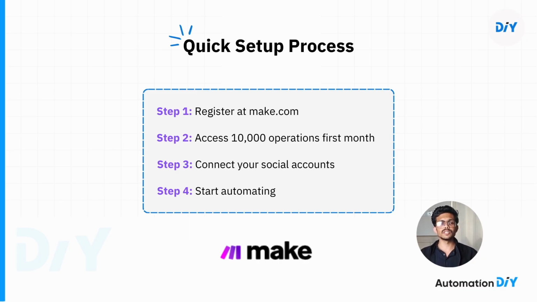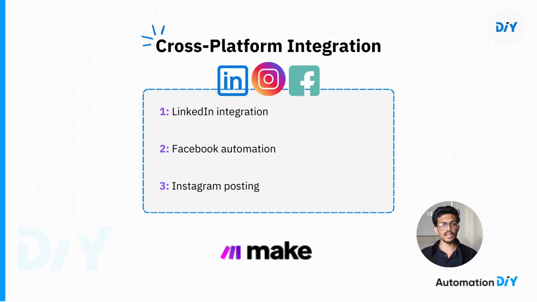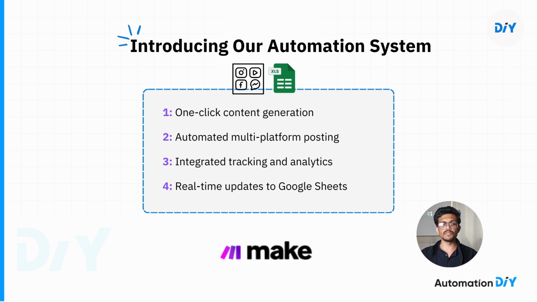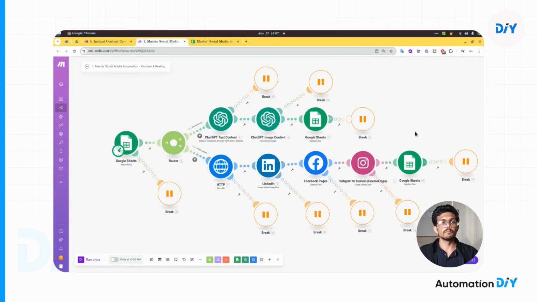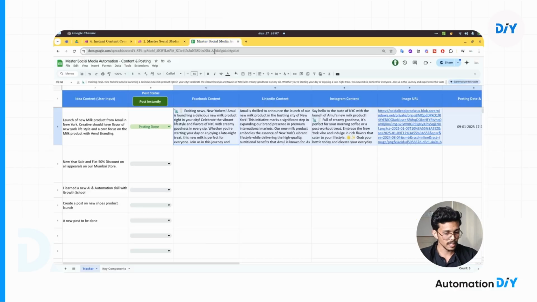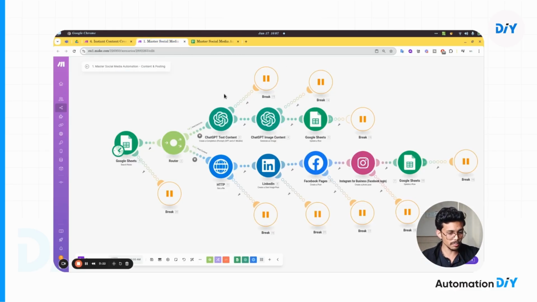The goal of this course is simple. We will use make.com to generate content and images automatically, post on social media platforms like LinkedIn, Instagram, and Facebook without lifting a finger, and update a Google Sheet to track everything, all without manual work. By the end of this course, you will have a system with a button you can click to generate the social media posts. This automation will create an AI generated post and images and dump them into the Google Sheet.